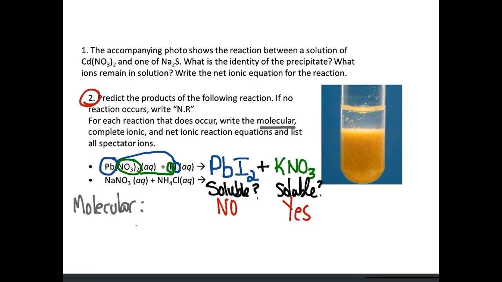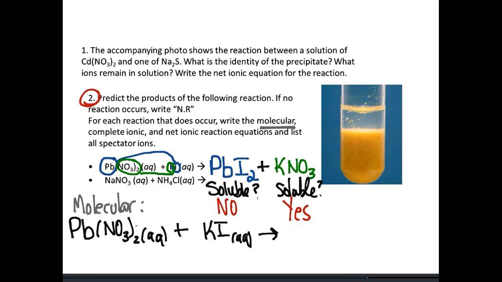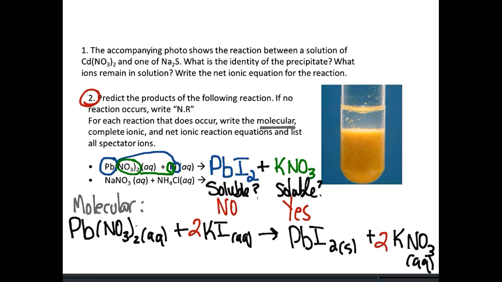So the molecular equation, you just rewrite what's on the left. And what's on the right is PbI2 solid plus KNO3 aqueous, and then we need to add in stoichiometric coefficients to make it balanced. We need 2 KI and 2 KNO3, and that should be balanced. Next, we need to write the complete ionic equation and then the net ionic equation.